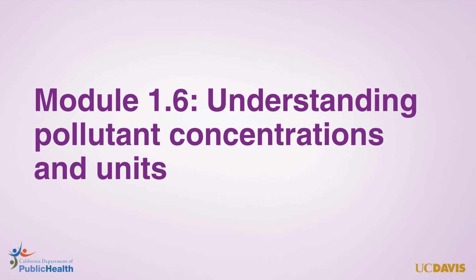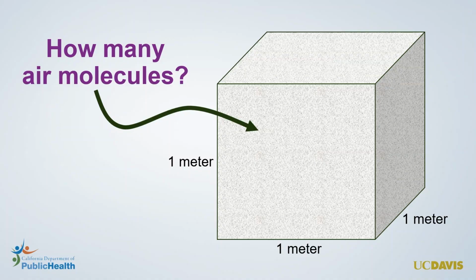When we talk about air quality, it's important that we can quantify the amount of pollutants in the air. In order to do that, we need to understand the units used. For example, we might say, keep the concentration of CO2 below 1,000 ppm, or the EPA defines good air quality as below 9 micrograms per cubic meter of particulate matter. But what do these mean?